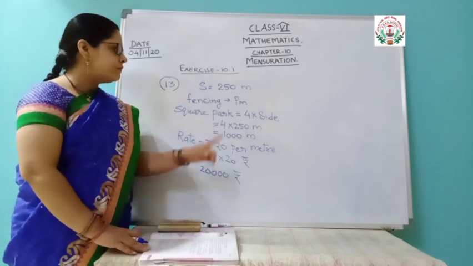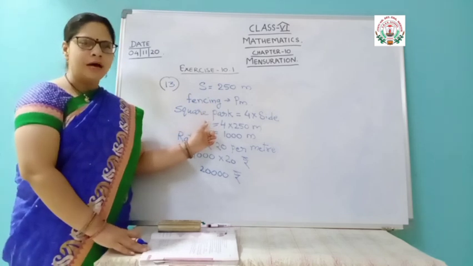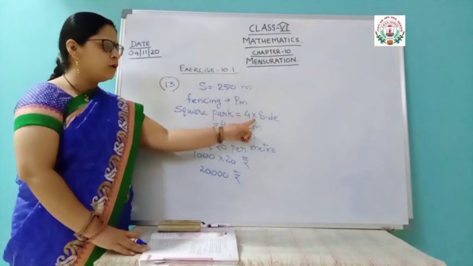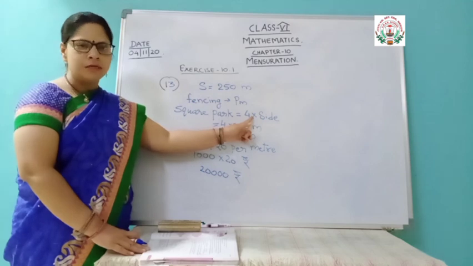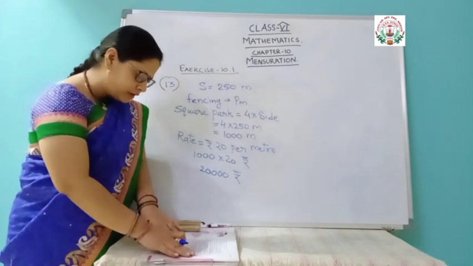The 14th question is also in the same manner. But here, instead of a square park, a rectangular park is given. So for a rectangular park you will not do 4 into side, you will do 2 into L plus B. So length and breadth are given here.